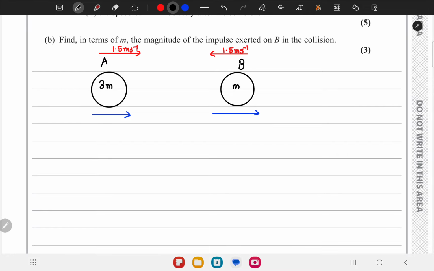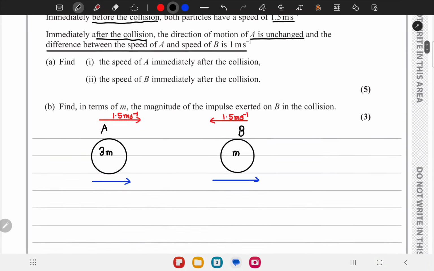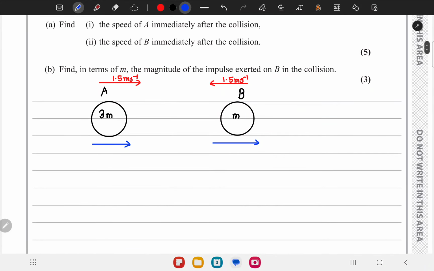So A would be moving slower. Since we are told that the difference is 1 meter per second, if we consider this to be V, this will be V plus 1, or vice versa. If we take this to be V, this will be V minus 1.